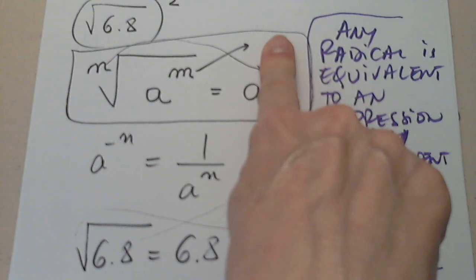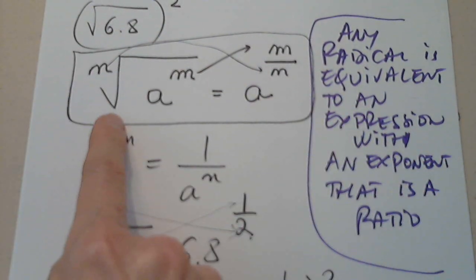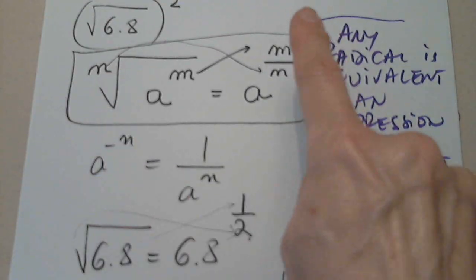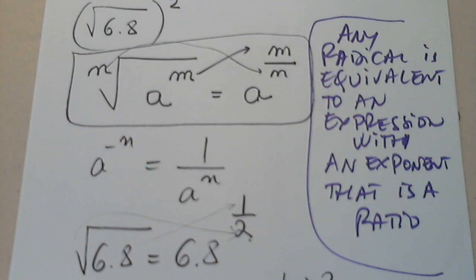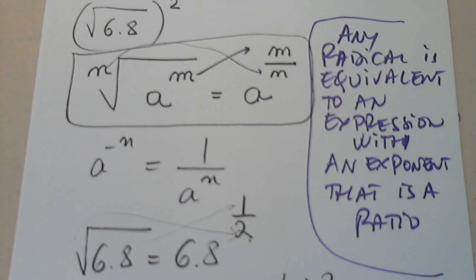If the power is not a fraction, we are not dealing with a radical. Only when the power is a fraction are we dealing with a radical, and vice versa. Very powerful. Okay, so of course it's 6.8. Let's take a look.